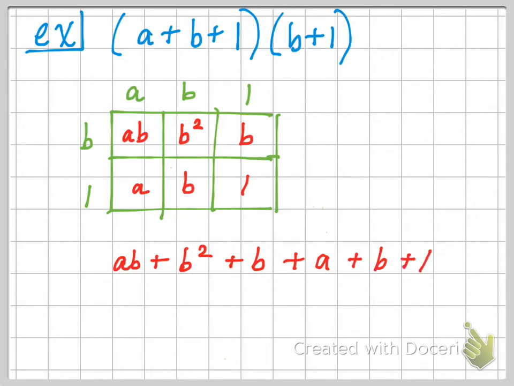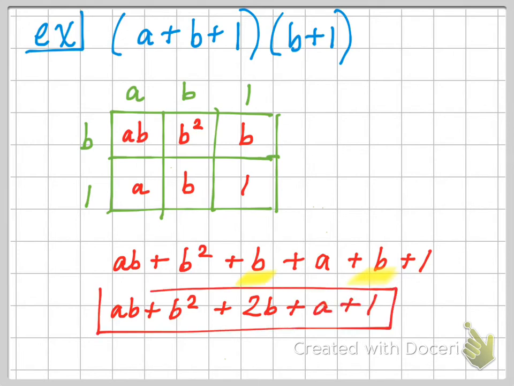Now I'm going to quickly look and see, do I have any like terms that I can combine within this? So I'm looking for the same variables and the same exponents. And I see I have a B term and then I have another B term. But those are the only 2 terms that are like terms. There's nothing else that has the exact same variables and the exact same exponents. So that's all I can combine, but when I do that, I get AB plus B squared plus 2B plus A plus 1. And that would be my final solution after I rewrite the original multiplication problem using the distributive property.